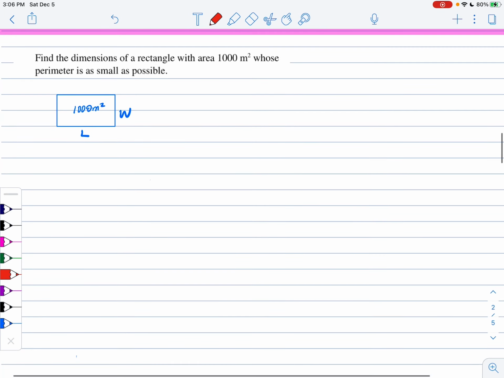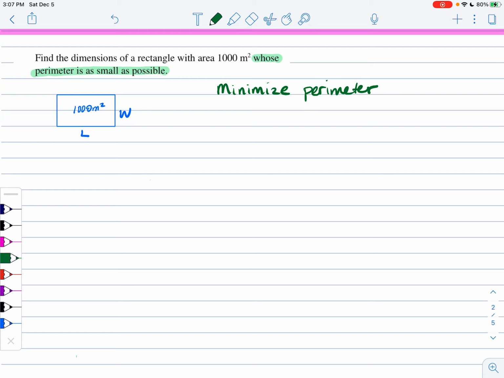Here it says, find the dimensions of a rectangle with area 1,000 square meters whose perimeter is as small as possible. So I'm seeing whose perimeter is as small as possible is telling me to minimize the perimeter. Okay, so that's the equation that I want to find the maximum and minimum of. I want to optimize that.